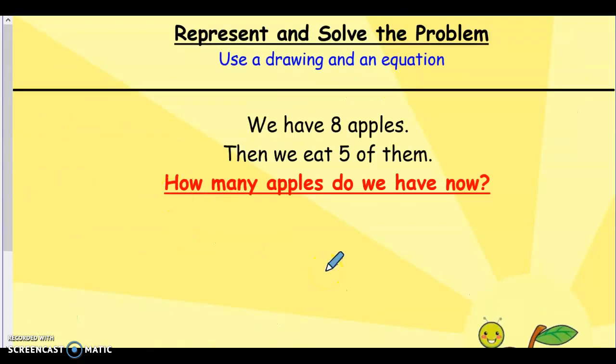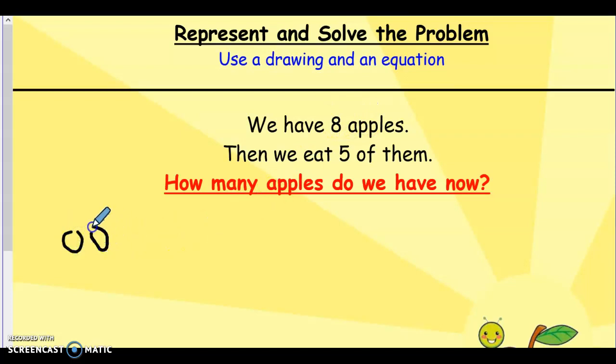Let's draw this together. Now, if you want, you can use that big white math board that I sent home with you to draw along with me with that and a dry erase marker. That might be helpful. So we have 8 apples, then we eat 5 of them. How many apples do we have now? Let's start off by showing the whole, just like they said in the last slide. Our total that we have is 8. Okay, we're going to draw 8 circles.